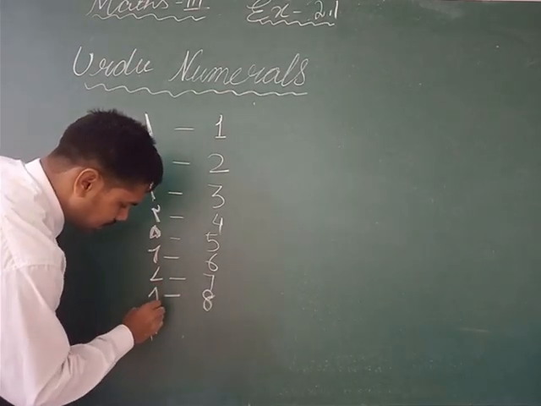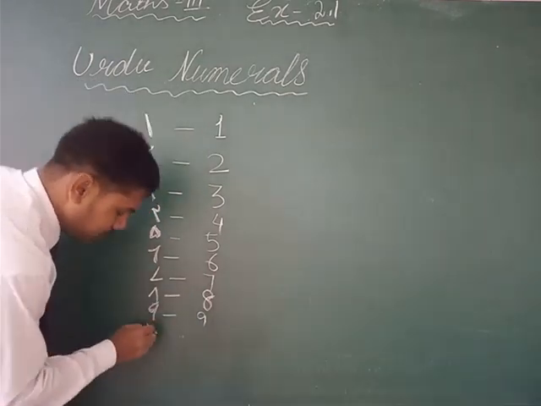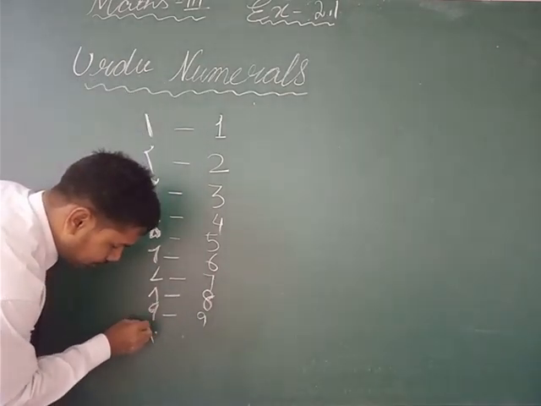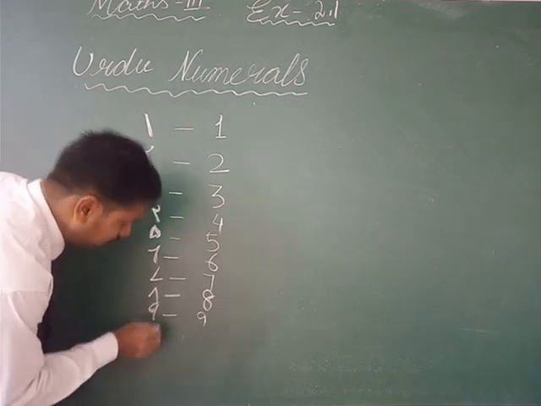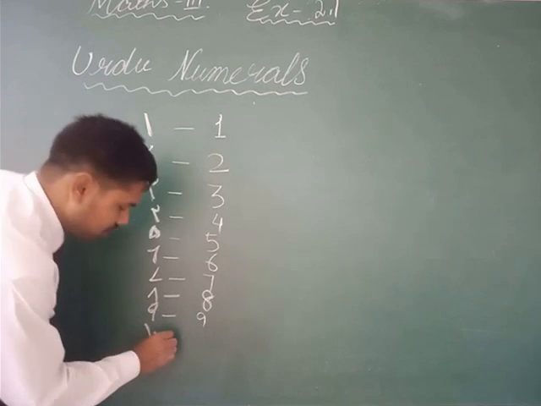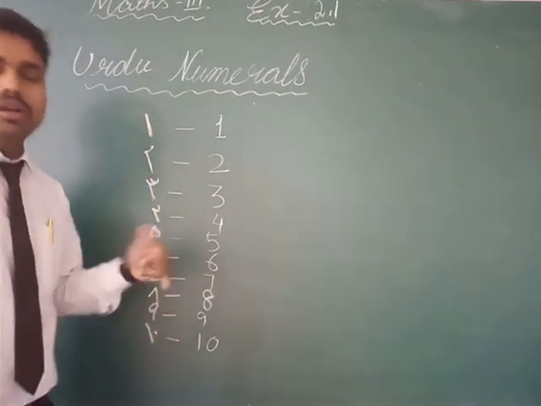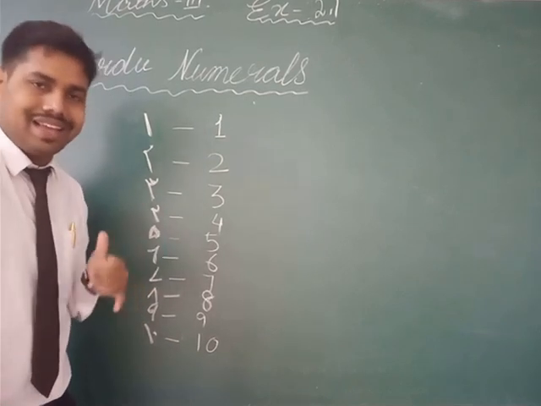This is how we used to write 9. 9 is also nearly the same, and 10 is also nearly the same. Okay, so 10 is like 1 is already in mind and 1 dot. Dot means 0, so it will be 10. So this is how you can write Urdu numerals, like Hindi.